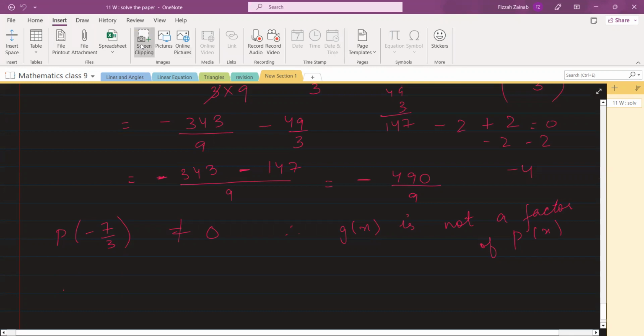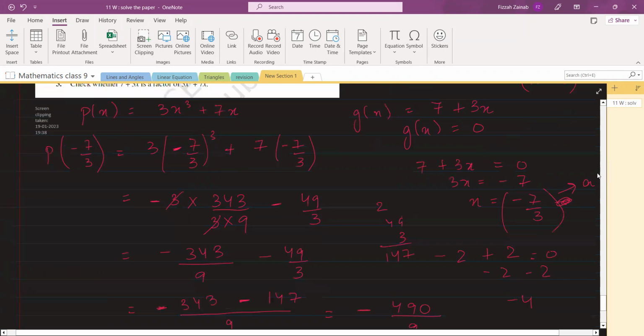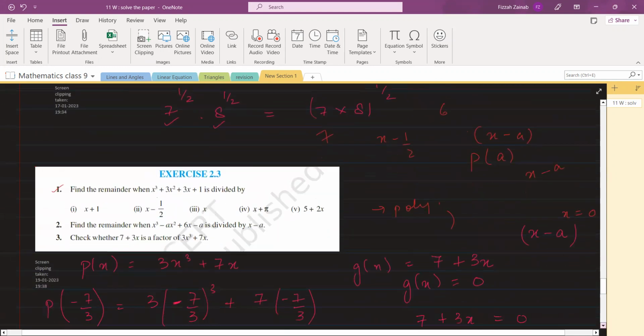So anyway, Zeba, let's revise exercise 2.4 now. First question: determine which of the following polynomials has x plus 1 as a factor. So again, use your common sense. You have to check whether x plus 1 is a factor or not. So what will you see?